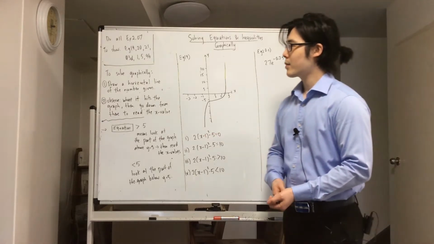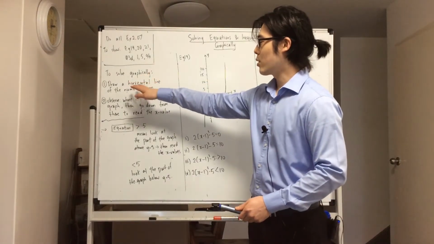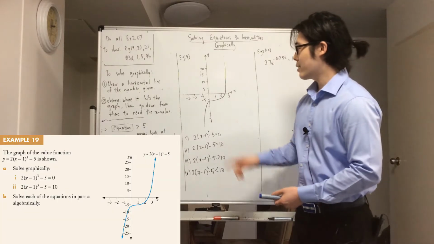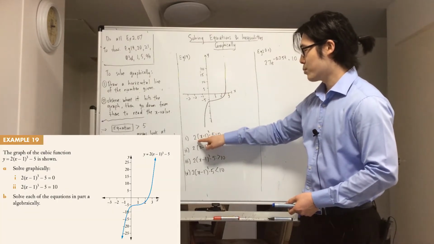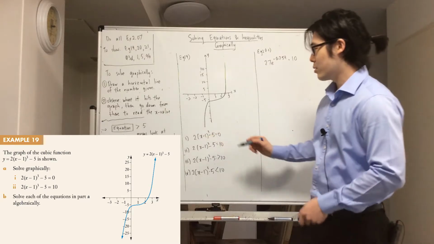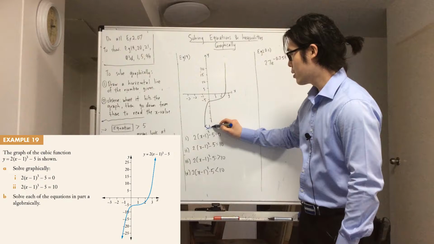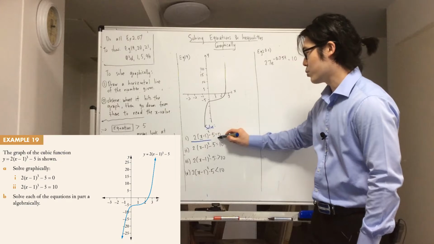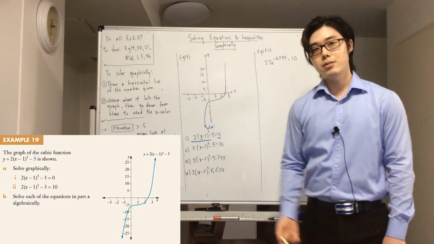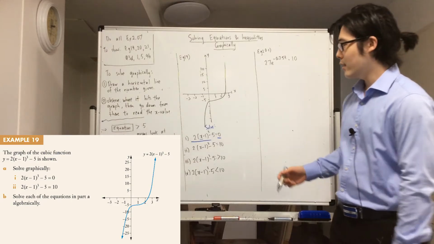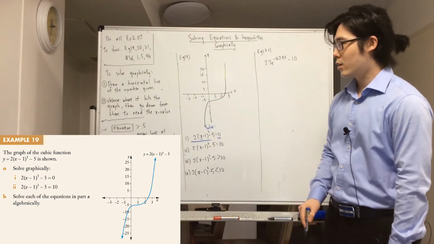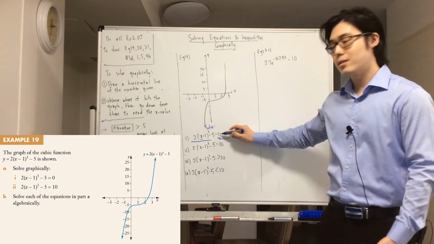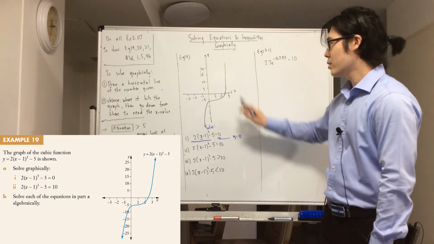So I've written some notes here. To solve graphically, draw a horizontal line of the number given. Let's have a look at example 19 to start off with. Here's the graph of 2(x - 1)^3 - 5. They want you to solve, which means what's the x value when that is equal to 0. Without using algebra, step number 1 means to draw a horizontal line. You always look at the number on the other side by itself. That means you have to draw y = 0 on the graph.